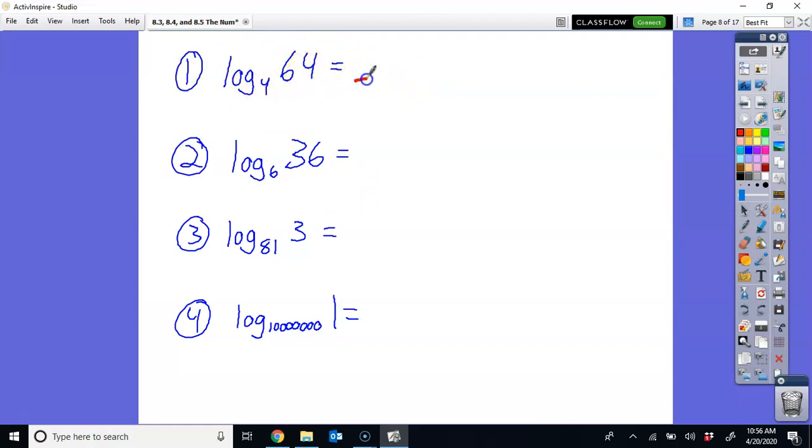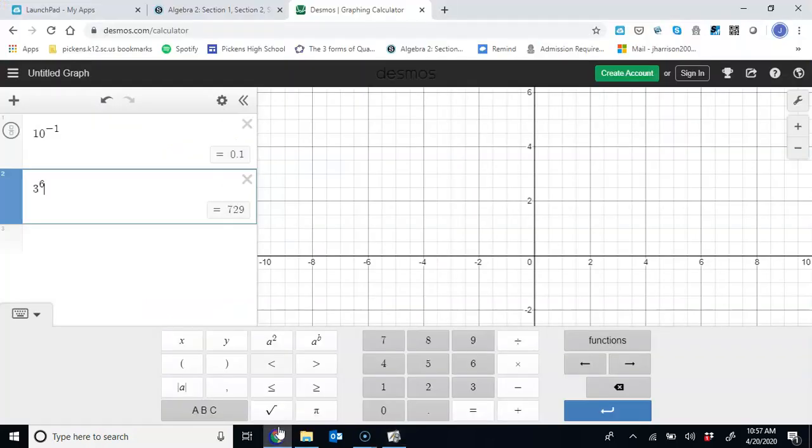But what's the exponent that I put on 4 to get 64? 4 to what power gives me 64? I don't know. What is that answer? Well, I could use my calculator to help me out and test it out. I could say 4 to the first power, that's 4. 4 to the second power, that's 16.